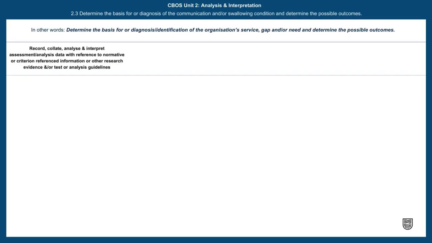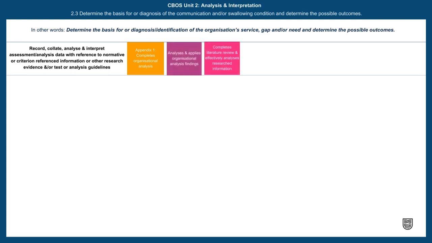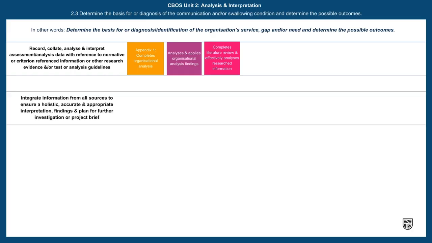Record, collate, analyse and interpret assessment analysis data with reference to normative or criterion referenced information or other research or evidence and/or test or analysis guidelines. We see again our trusty organisational analysis sets the students up for then analysing their findings and completing a literature review in preparation for a project brief. Integrate information from all sources to ensure a holistic, accurate and appropriate interpretation, findings and plan for further investigation or project brief. Collecting and presenting evidence once a project has been chosen sets up a rationale in the project brief.